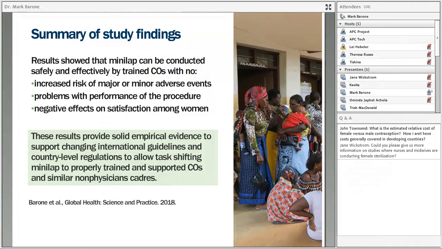And the results showed that tubal occlusion could be safely and effectively conducted by mini-lap by trained COs with no evidence of increased risk of adverse events, no problems with performance of the procedure, or negative effects on satisfaction among women compared to when the procedure was conducted by an AMO. These results from a large randomized study provide solid empirical evidence to support changing international guidelines and country-level regulations to allow task-shifting mini-lap to properly trained and supported clinical officers and similar non-physicians.